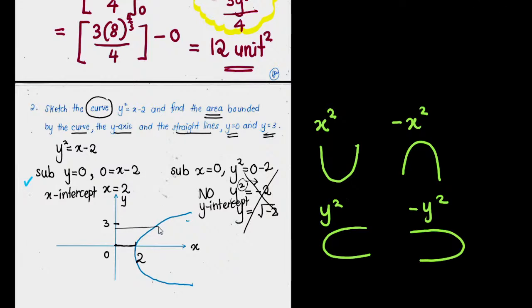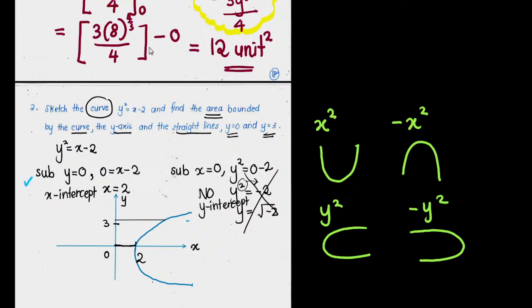Okay, for the 3, I draw up a bit the 3. Okay, one minute, one minute. Let me draw the straight line properly. Really prefer to have a straight line. Yeah, okay.